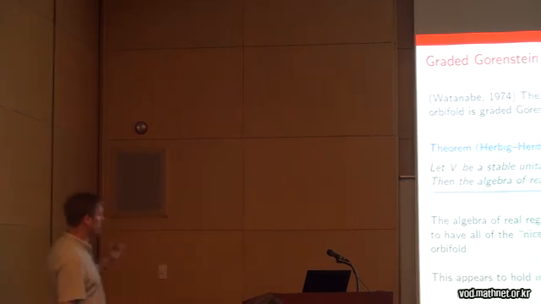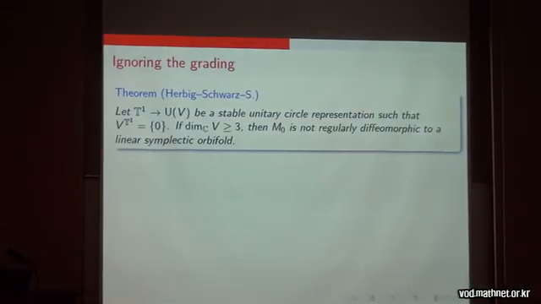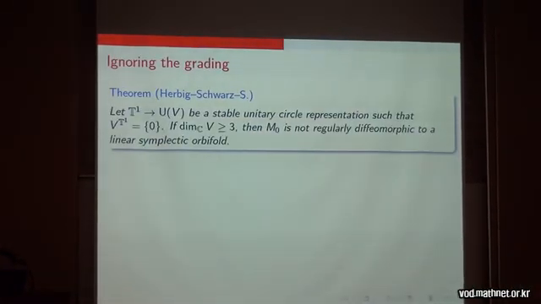So I will just very quickly state two results that we've been able to get by ignoring the grading and looking more generally. One is that using more GIT methods on the complexifications of these quotients, we've been able to strengthen this theorem for circle actions. The previous theorem was identical to this, except we said graded regularly symplectomorphic. And it turns out that for circle quotients, either they are orbifolds or they do not even admit a regular diffeomorphism to a linear orbifold.